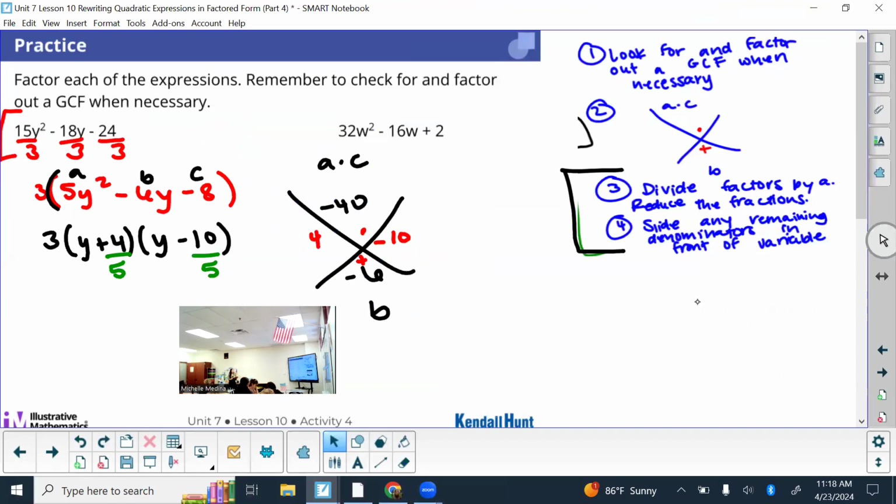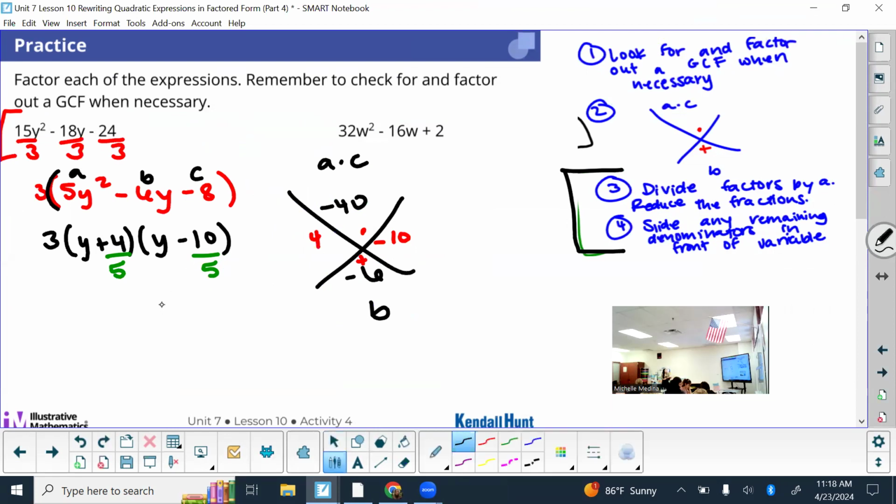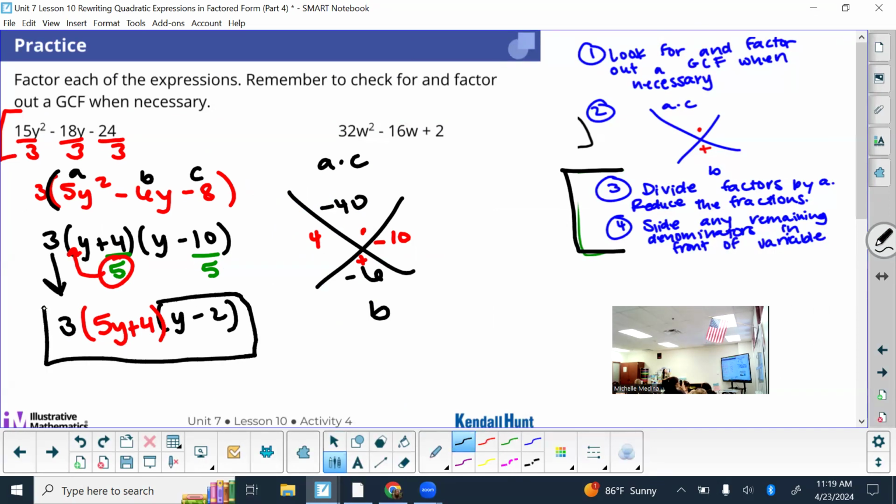-10/5 reduces to -2, so this parentheses will be y-2. I have a remaining denominator over here, though, that needs to be slid in front of the variable right there. So this parentheses becomes 5y+4. GCF is still around, it should still be in my final answer. We just don't really do anything with it after the first factor.